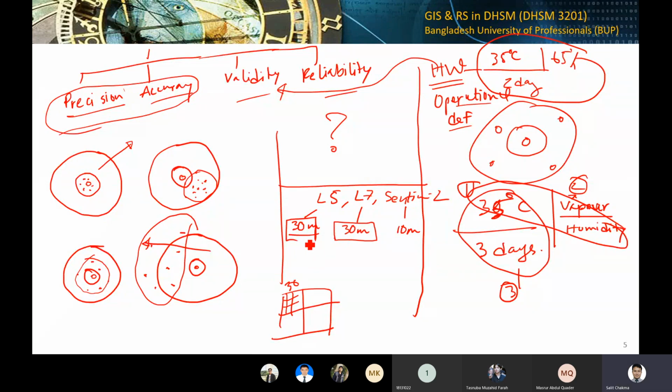So the properties of the data that I'm considering are not consistent. They are not the same throughout the study. At some point they are consistent for 2 different years, but when I come to the later years, they become inconsistent. 30 meters and 10 meters, a huge difference. So that is called reliability. Reliability talks about how your study has to have consistency in terms of data.